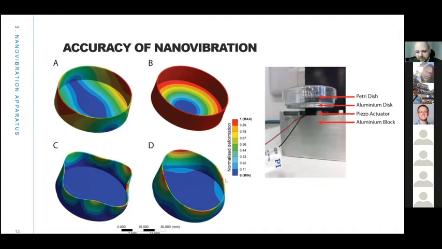We still get the deformation of the sides of the dish, and that could be interesting in terms of fluid motion, which could impact the cells as well. But in terms of the vibration itself, we believe that we're delivering a consistent vibration amplitude based on these models.